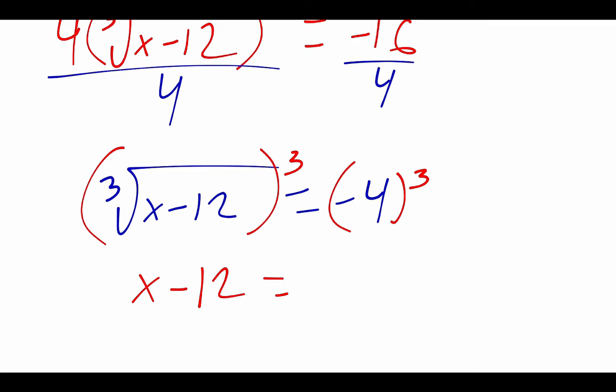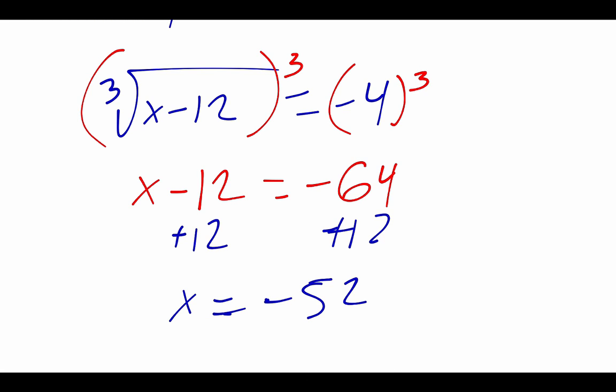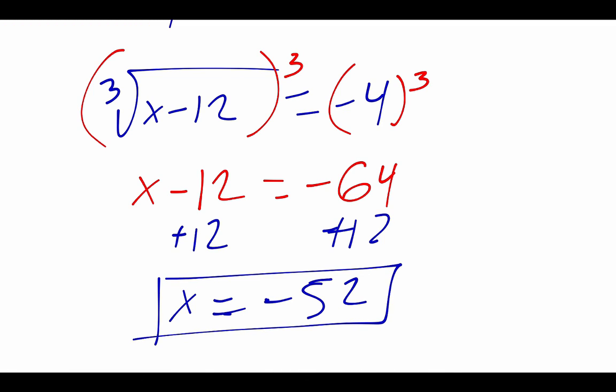The right side, negative 4 to the 3rd power. Negative times a negative times a negative. Still negative. And it's going to be negative 64. To figure out our x value, we're going to add 12 to both sides. And we end up with x on the left side. Negative 64 plus 12 is going to give us a grand total of negative 52. Put a box on, we're done.